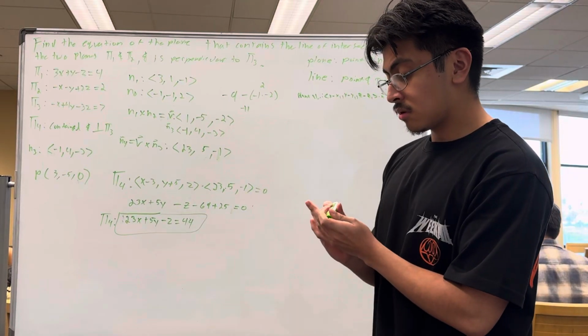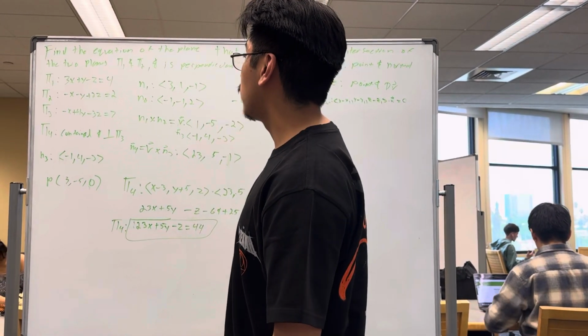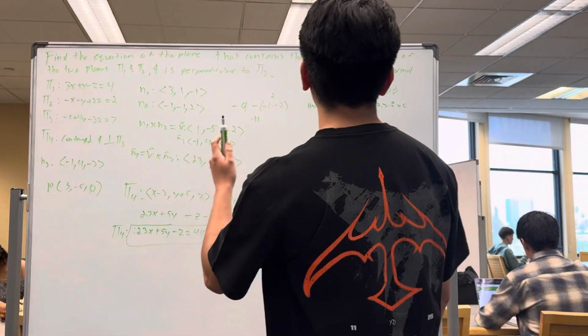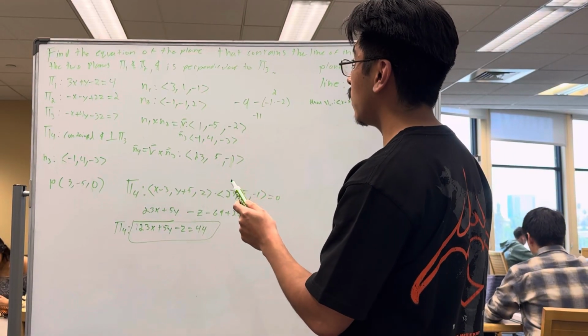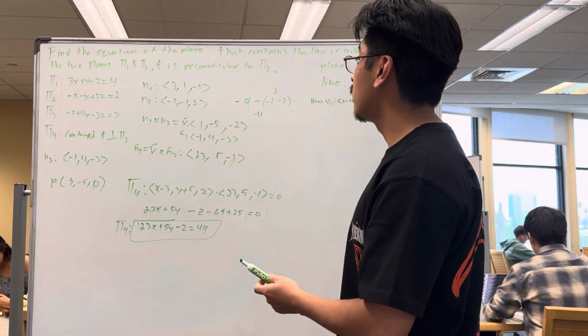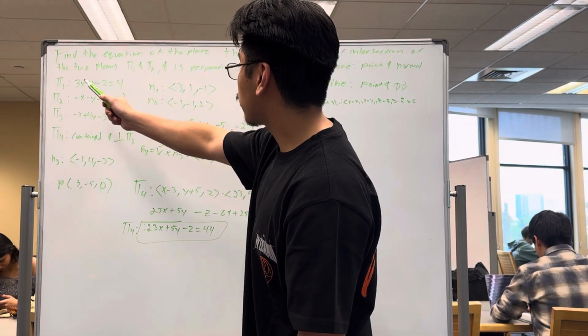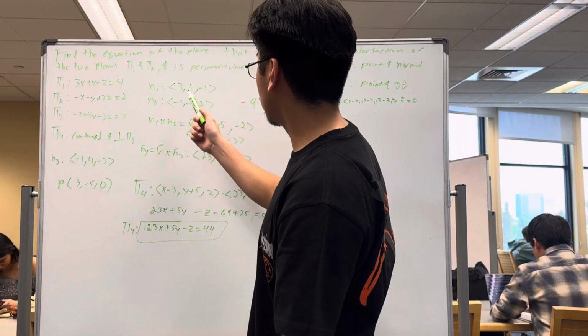Alright, so our first problem we got is number 4, and what we're trying to find is the equation of a plane that contains the line of intersection for plane 1 and 2 while it's perpendicular to plane 3. So we already know that for plane 1, our normal vector is just 3, 1, and negative 1, which we got right here.